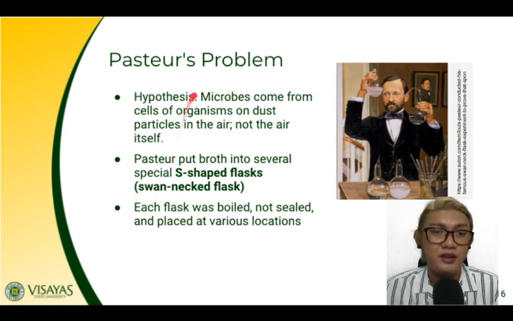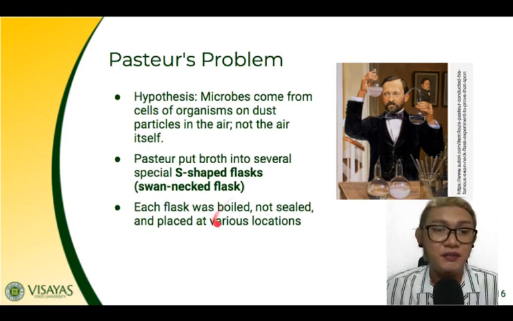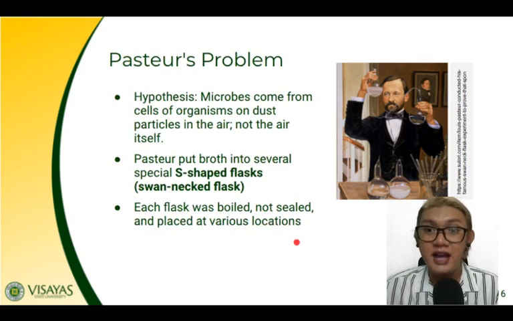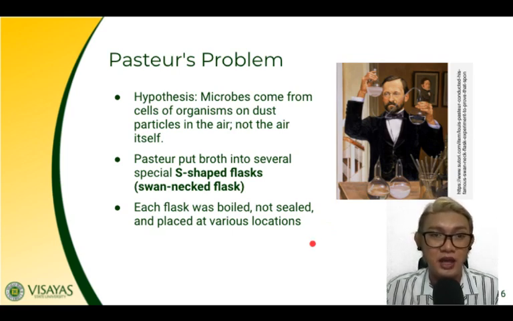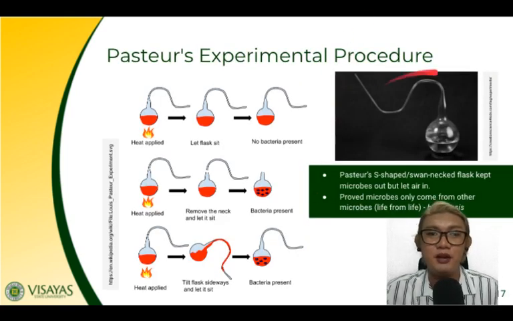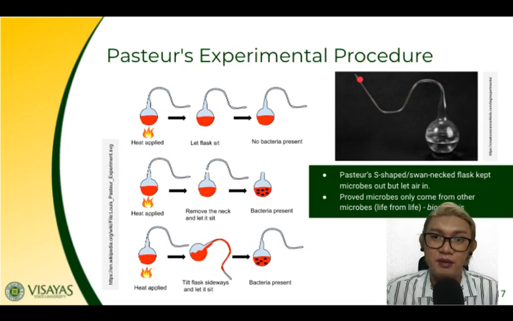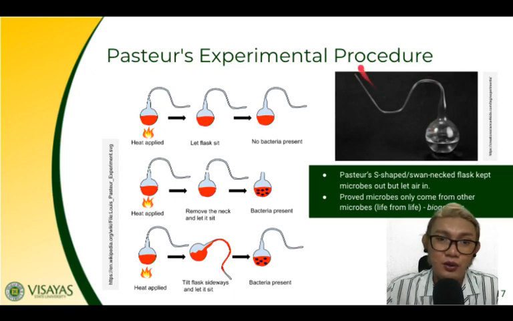So Pasteur put the broth into several flasks, which he called S-shaped flasks or swan-necked flasks. Each flask was boiled and not sealed, because that's what people wanted: air should come in. They were placed at various locations. So this is an example of the S-shaped flask that Louis Pasteur created. It would allow the air to still come in.